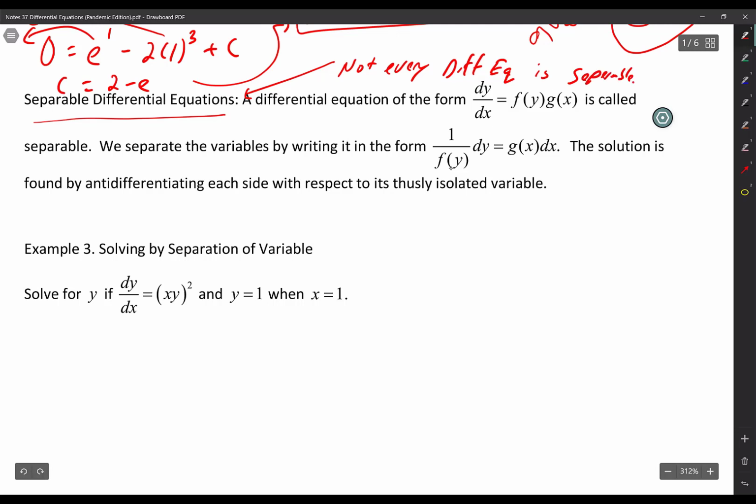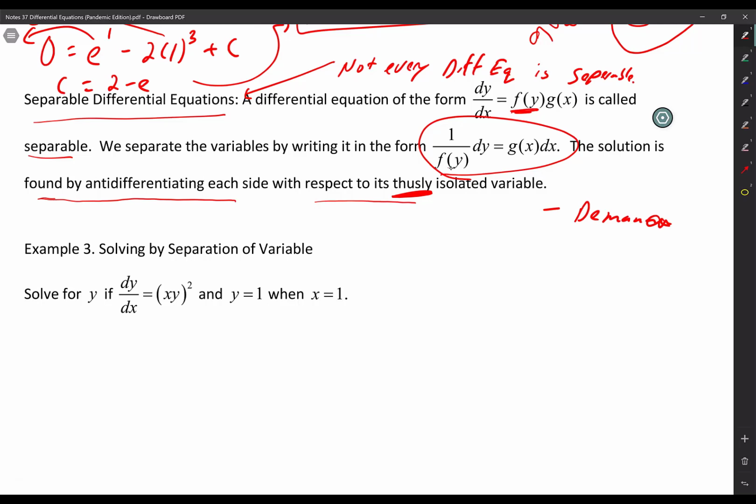Some are. A differential equation in the form of dy/dx equals f of y times g of x, notice that y here, is called separable. We separate the variables, we're writing it in that form. All they did was put the y's to the left and the x's to the right. The solution is found by anti-differentiating, that means taking an antiderivative, with respect to its thusly isolated variable. Obviously, I don't talk like that, so I must have stolen this from Demana. That's a textbook. I just don't remember the page number.